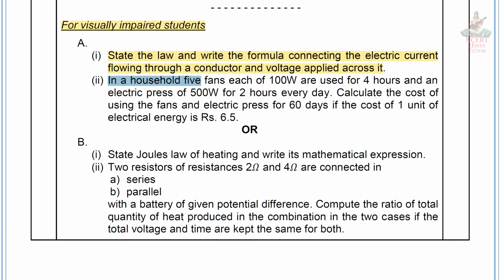Second, in a household, 5 fans each of 100 watt are used for 4 hours and an electric press of 500 watt for 2 hours every day. Calculate the cost of using the fans and electric press for 60 days if the cost of 1 unit of electric energy is rupees 6.5.